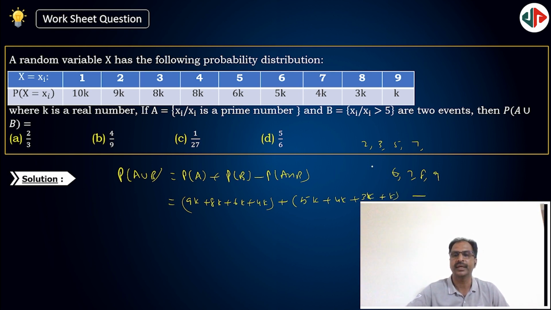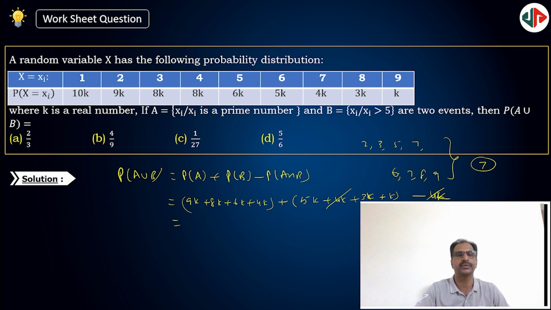Minus A intersection B. What are the common numbers for these two? The number should be greater than 5 and it should be a prime number. Only 7 is a common number. For 7, what is the probability? 4k. Now 4k gets cancelled. Simplify and put k. How to get k? Sum of all probabilities is 1.